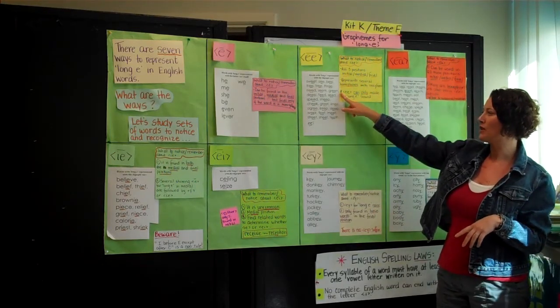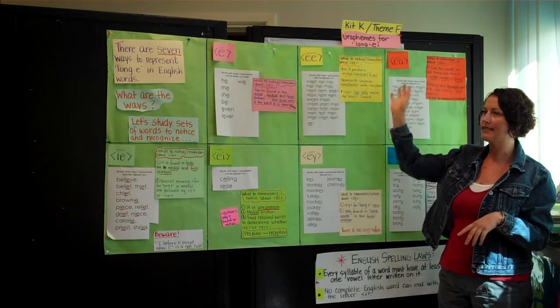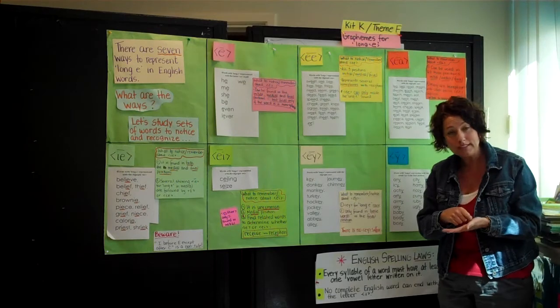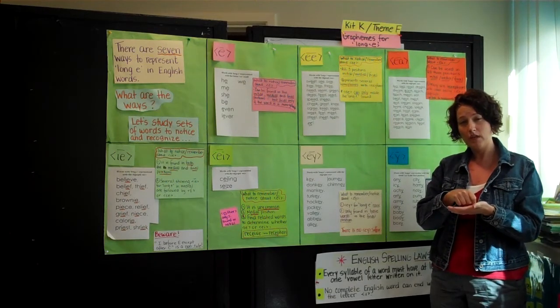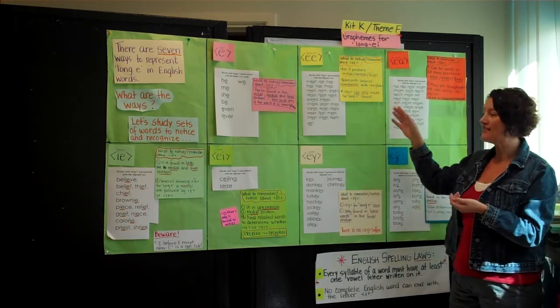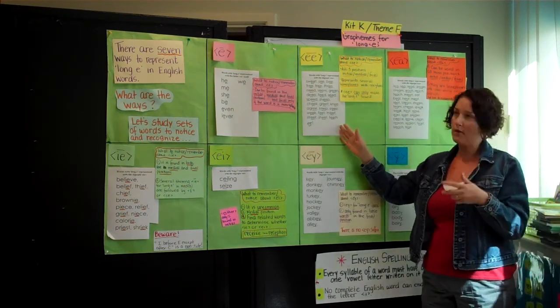EE, and this is where I put a question for myself, but I know I've read this somewhere and I didn't have time to find it. I'm pretty sure that EE can only make the long E sound, whereas EA can also make an A sound, right? So that's another way for kids to determine which one they need.